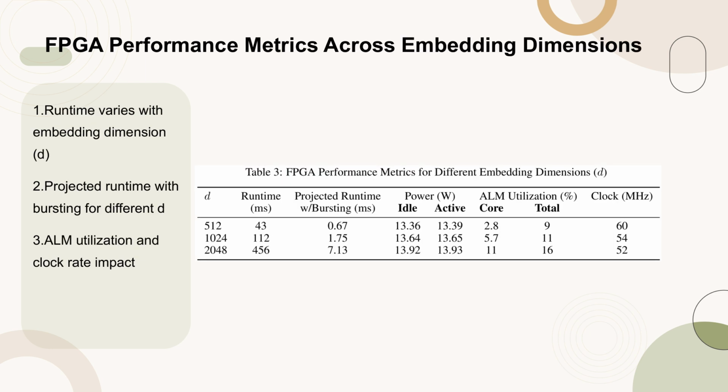Table 3 presents the FPGA performance metrics across different embedding dimensions D. The runtime, projected runtime with bursting, power consumption, ALM utilization, and clock rate are detailed for embedding dimensions of 512, 1024, and 2048. This table highlights how these metrics change with increasing embedding dimensions, providing insights into the efficiency and resource usage of the FPGA core under various configurations.